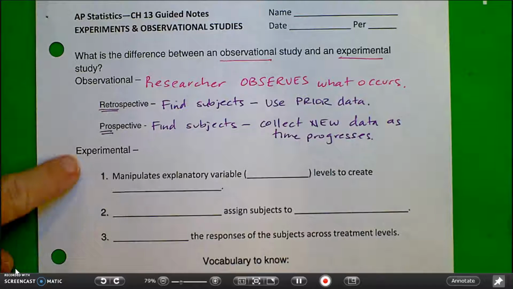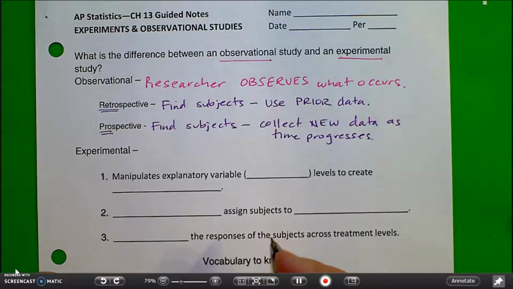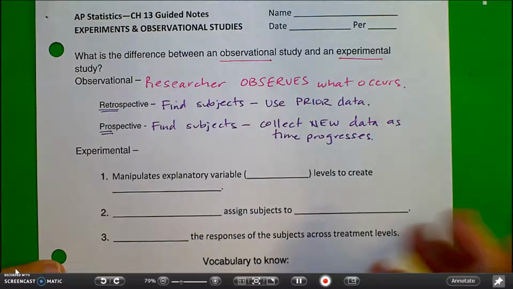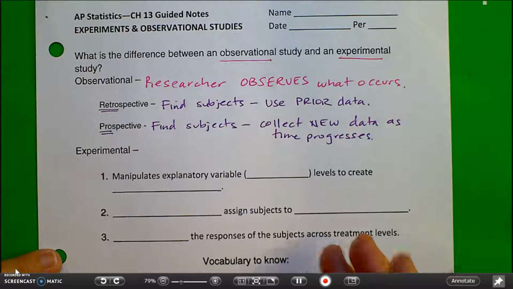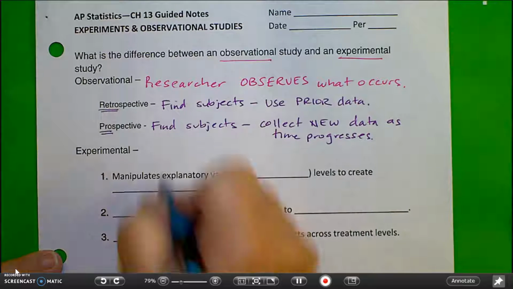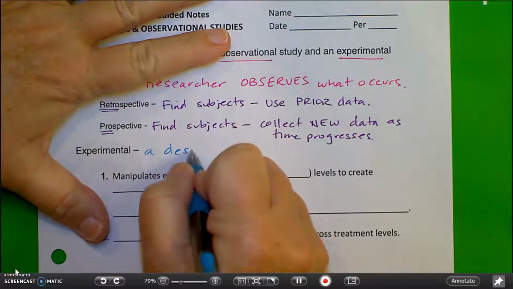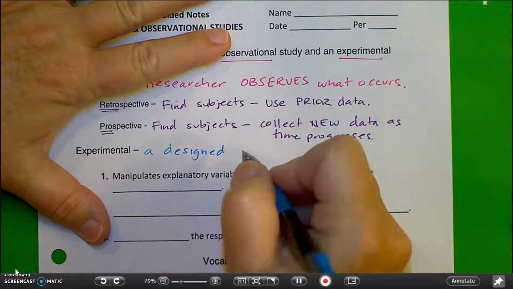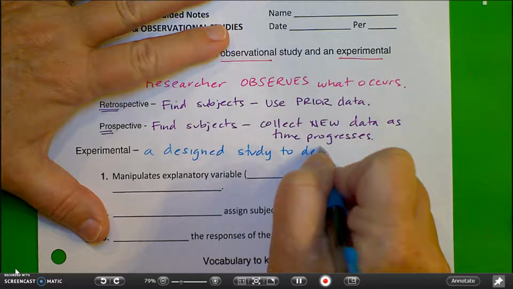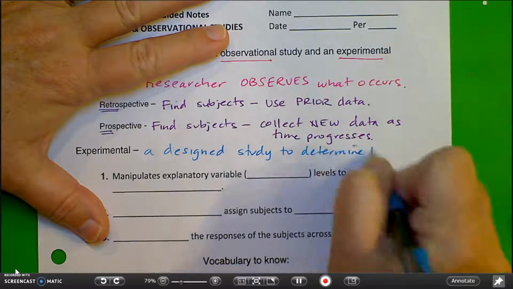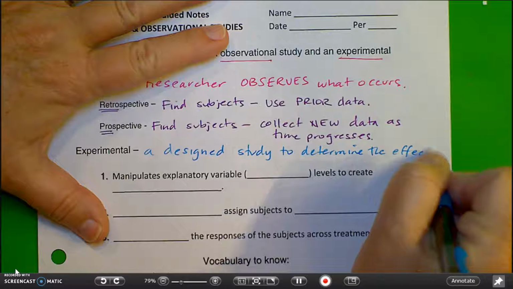On the other hand, experimental studies are studies where the researcher is involved. An experimental study is a designed study by the researcher, a carefully designed study, to determine the effect of some treatment applied to a group of things or a group of people. So it's a designed study, and we're going to learn how to design it properly. A designed study to determine the effect of a treatment.